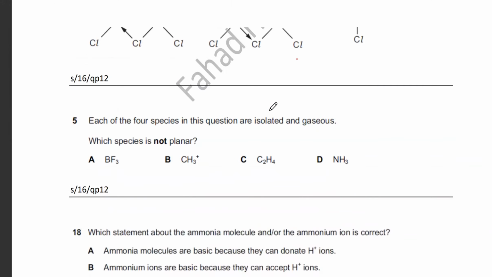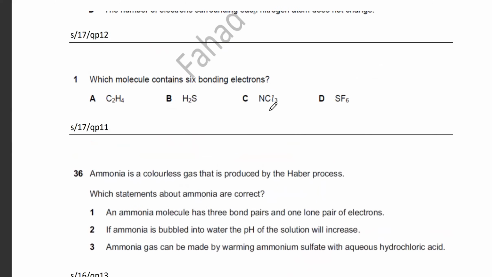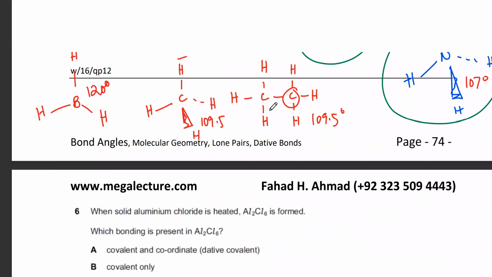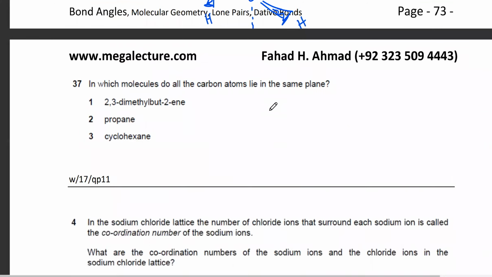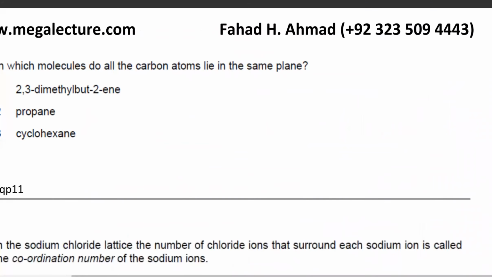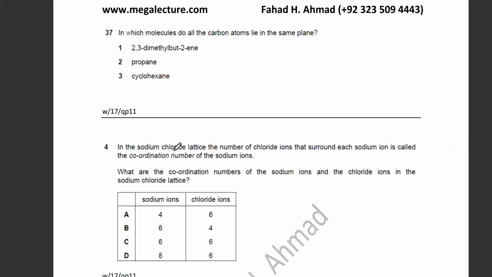So let's move to the difficult question which we had. I think somewhere over here. Now, in this case, the question was, in which molecules do all the carbon atoms lie in the same plane? So in which one do all carbon atoms lie in the same plane? And the question is not about all the atoms, it's just about the carbon atoms.